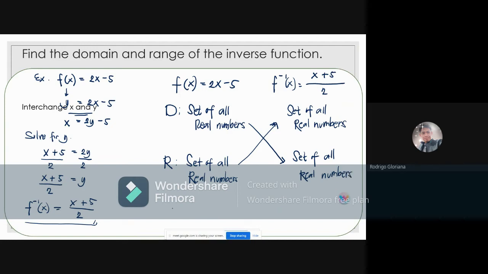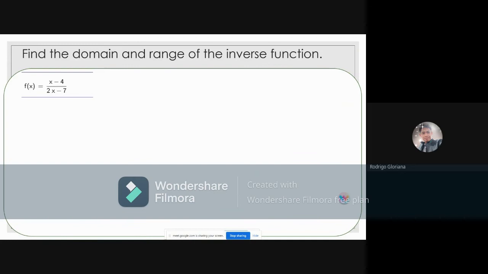If you recall, class, in the previous discussion, for example, you have your given set of domain, we simply interchange the x and y. So in this example, we interchange only your domain and range for example number 1. So this is now the domain and range of the inverse function. Let's have another example.